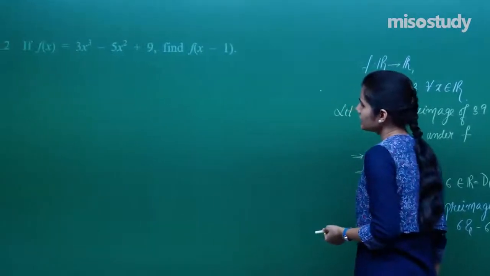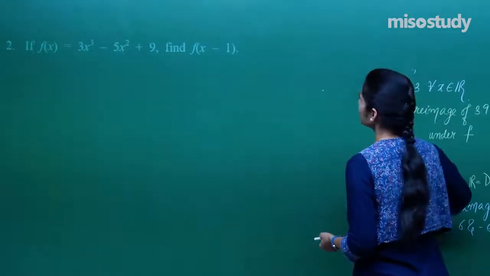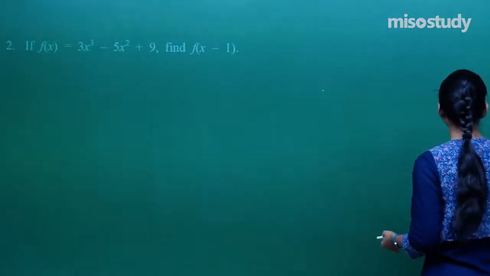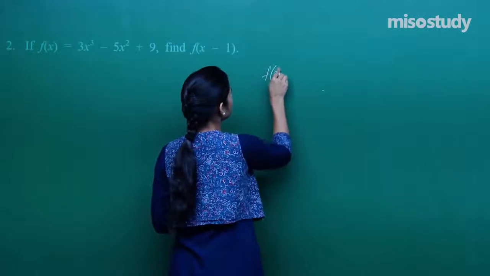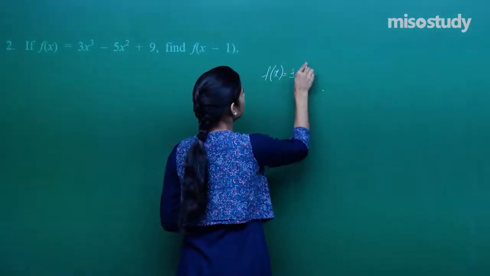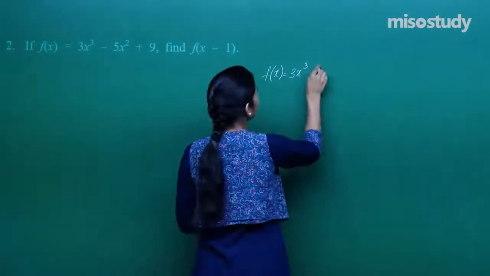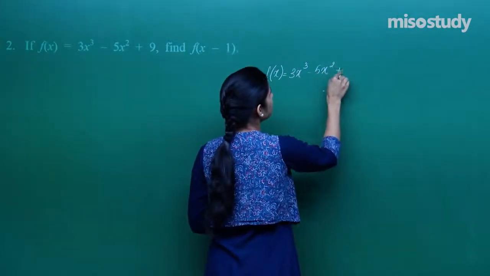f(x) is given as 3x cube minus 5x square plus 9. Find f of x minus 1. It's pretty simple. f(x) is given to you. f(x) is 3x cube minus 5x square plus 9.